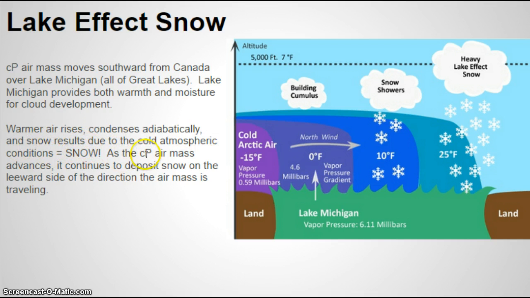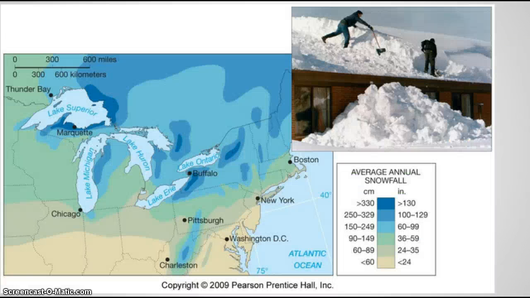That's snow. As the continental polar air mass advances, it continues to deposit snow on the leeward side of the direction the air mass is traveling. So I can look at this with a map. So Lake Michigan, notice as air comes from Canada, kind of at an angle, right? Lake Superior here, you see this dark region right here. They get large lake effect snow, large amounts, measured in feet of snow, lake effect snow.